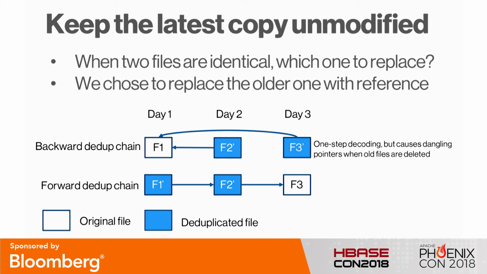So the approach we take is what we call a forward dedupe chain. In this case, we keep the latest file unchanged, but replace the older file with a reference to the next peer in the backup cycle. As you can see in this example, there's no overhead accessing the latest copy because the latest copy is unmodified, and it also avoids the dangling pointer problem.